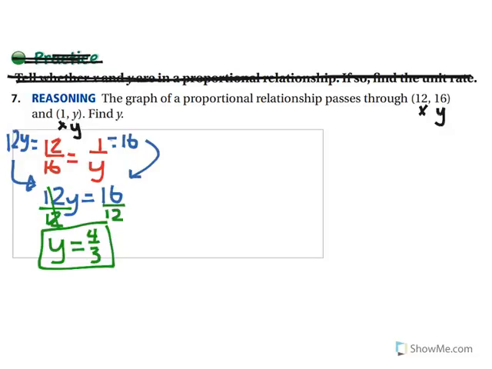There's one other way you could do this if you wanted to. You could say that 12/16 needs to equal 1 over, well, something. We'll call it y for now. So what do we have to do? Well, how did I get from 12 to 1? Well, I divided it by 12. Right? 12 divided by 12 is 1. If I divide 12 by 12 to get 1, then I have to divide 16 by 12 also.